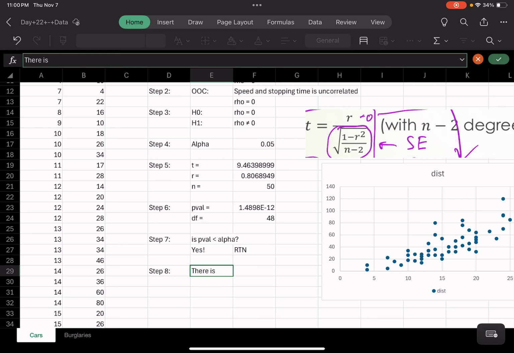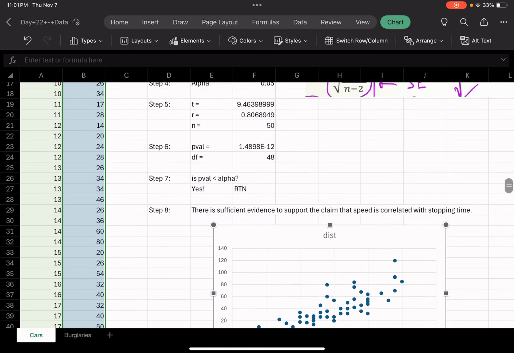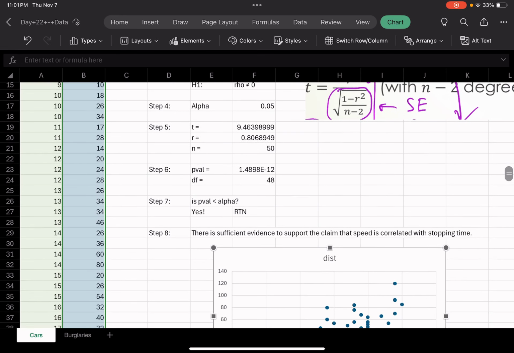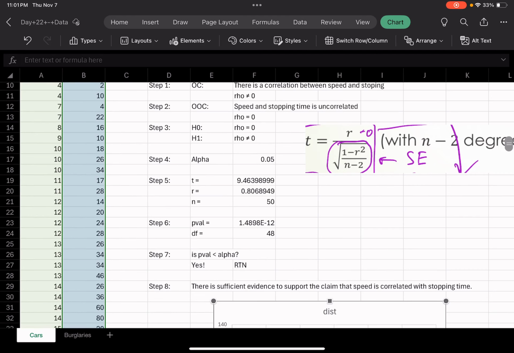There is sufficient evidence to support the claim that speed is correlated with being on time. This sample has a correlation coefficient of 0.806. Okay, great. So there's the first example.